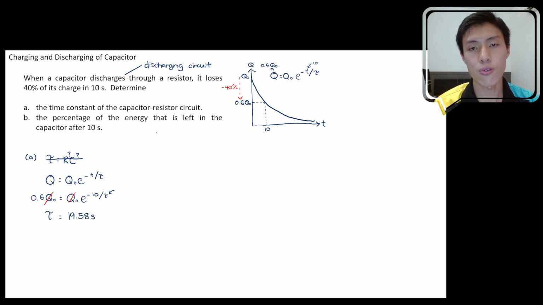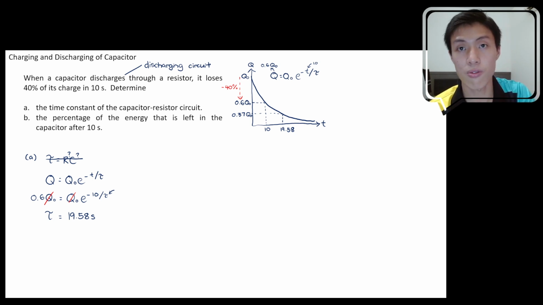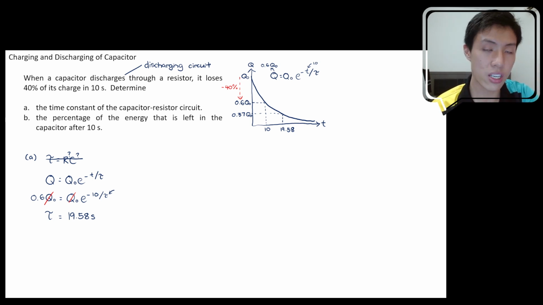If you discharge this capacitor through this resistor for 19.58 seconds, what happens is you see that the charge has already dropped to 0.37 of Q naught. So that's the definition for time constant. For a discharging circuit, the time constant is the time taken for the charge to decrease until 37% of its maximum value, which is Q naught.